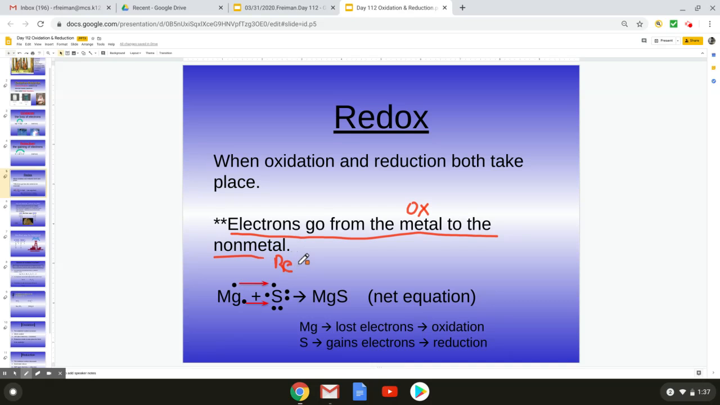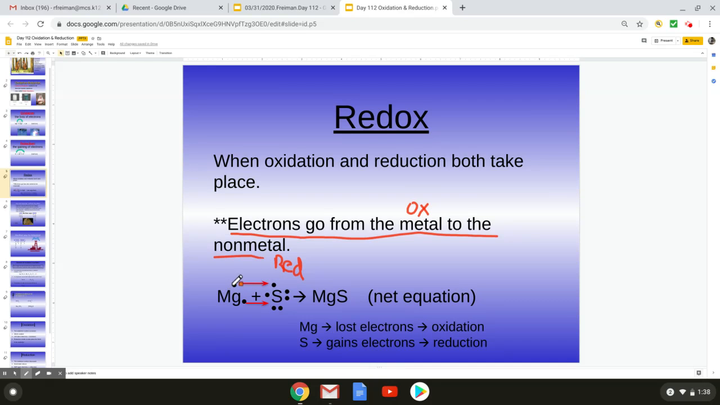So really important part that breaks it down to make it a lot more simple for you is, if you remember, look for the metal. The metal is the thing that's going to lose electrons and oxidize. The nonmetal, things on the right-hand side of the periodic table, those are the things that are reduced and they gain electrons. So here, magnesium is a metal. Sulfur is a nonmetal. Magnesium is going to oxidize, which means magnesium loses electrons to the sulfur.